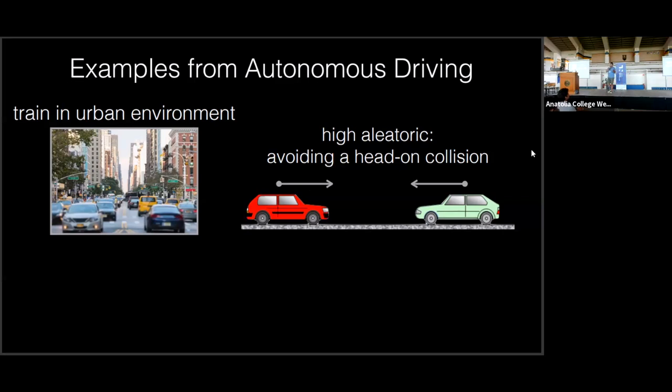Should it swerve left? Should it swerve right? Should it stop? Should it continue straight, assuming the other person's going to swerve left or right? There's just a lot of fundamental uncertainty, and you will get the decision wrong, and there will be a crash some percentage of the time.